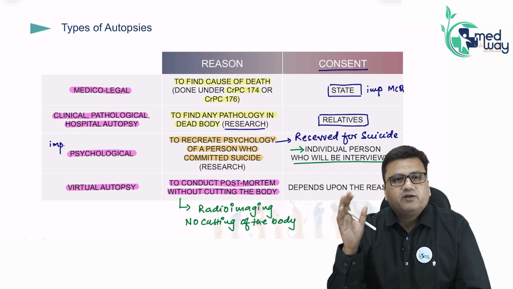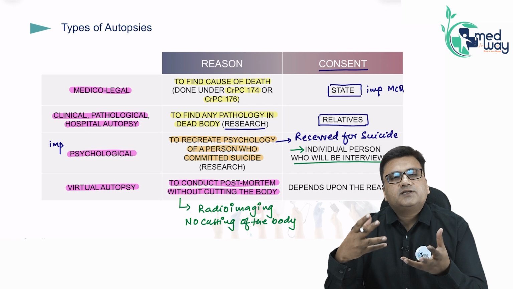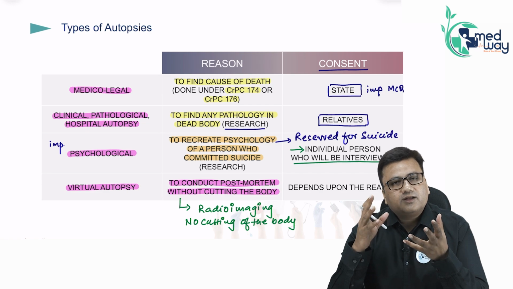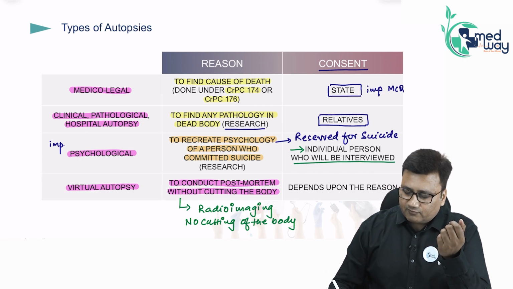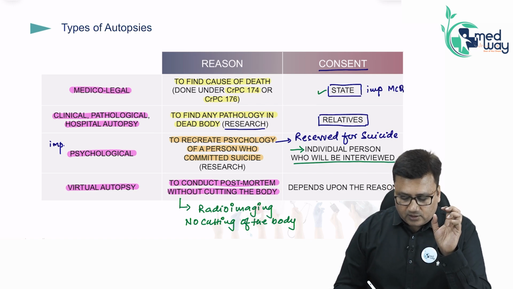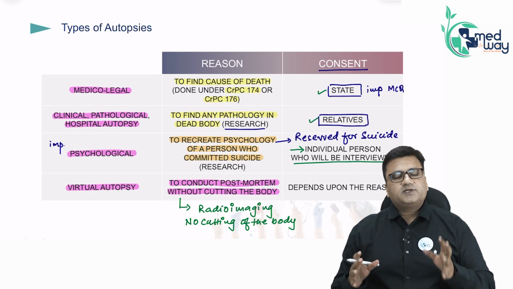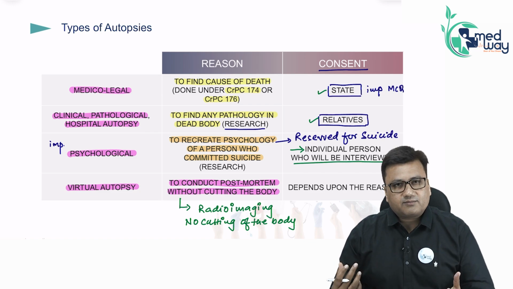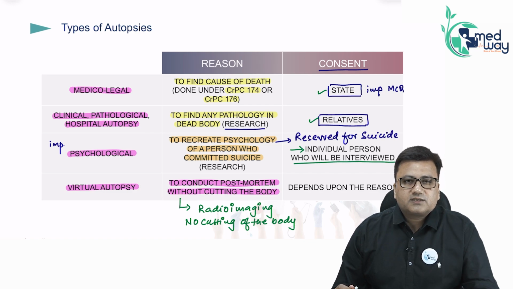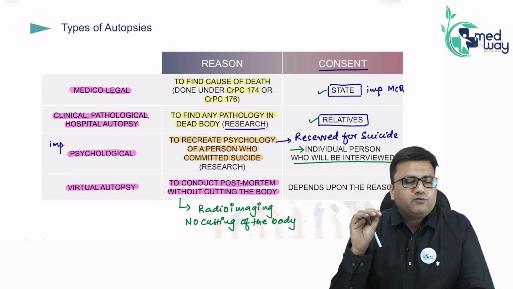Right? And who would give consent for virtual autopsy? It depends on why virtual autopsy is done. If it is done for a medico-legal scenario, then the consent shall come from the state. If the virtual autopsy technique is used for clinical or pathological autopsy, the consent would come from relatives. So, virtual autopsy is just the autopsy technique, right. So, these are 4 different names of autopsies, and one should know things around these different kinds of autopsies.